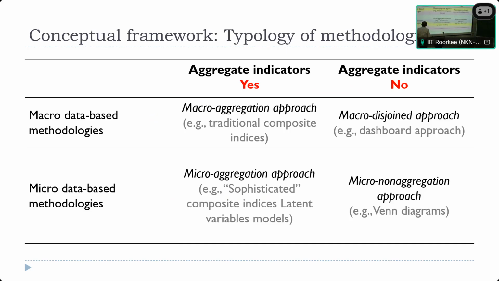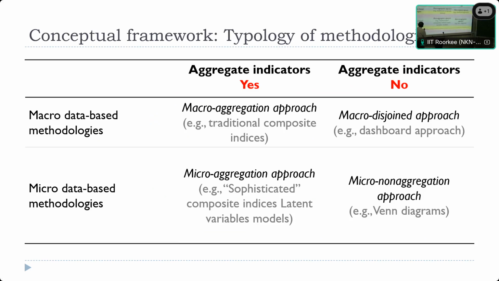Then you can have a macro disjoint approach, where you look at the proportion of women in parliament separately. You look at the proportion of people without access to water. A dashboard, that means you look at an MDG dashboard or SDG dashboard, different countries' performance in different indicators. No need for aggregation. You look at them separately. Sometimes people call this a multidimensional approach. You can refer to them that way, but they should say they are a macro disjoint approach. Actually, you are not joining them.